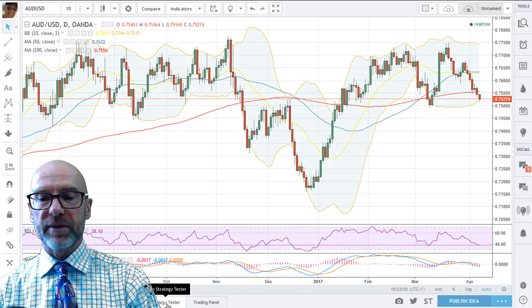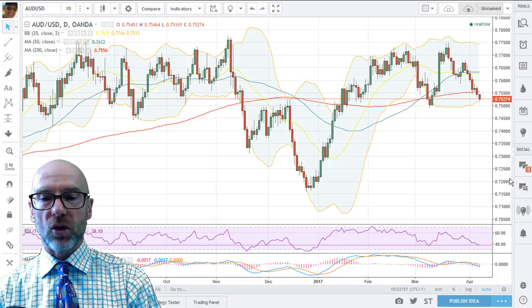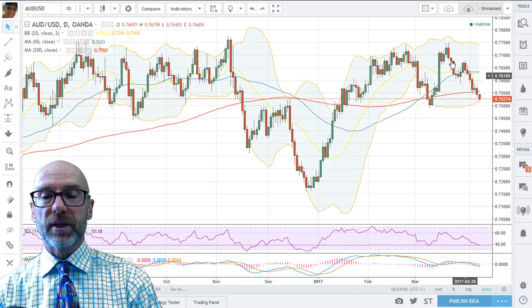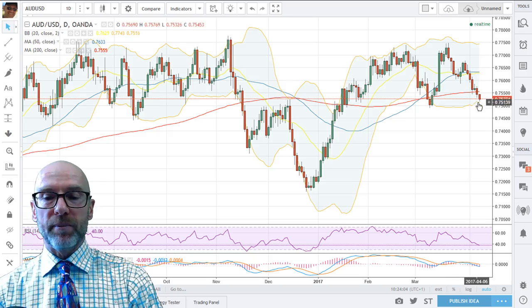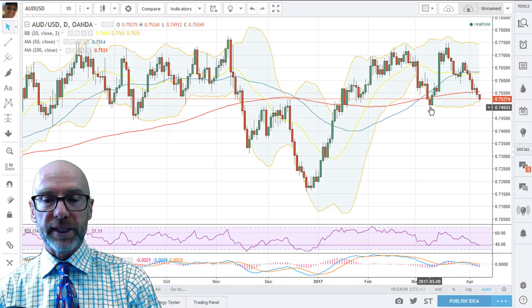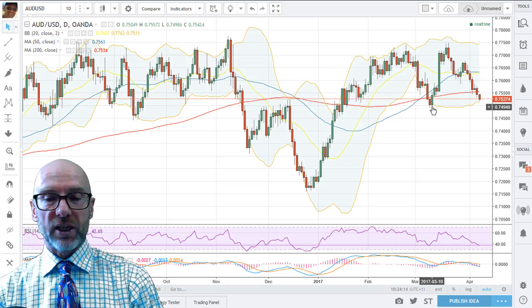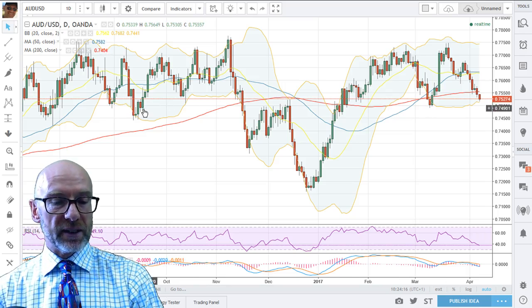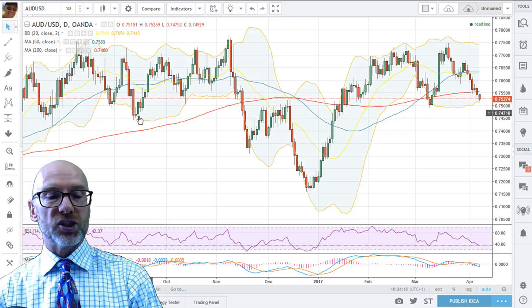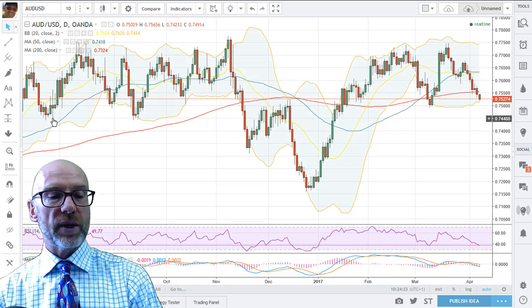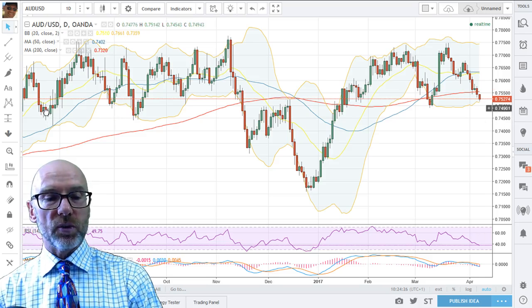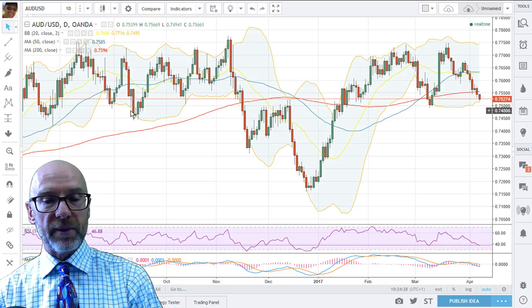So here we have the daily on the Aussie dollar, and what you can see is that the Forex is coming back down to this critical support level. This support around the 74.93 level. Why is it critical? Well, if you go back to September last year, you'll see that we had a bounce from there, and also in July last year. So there was a lot of work done here, but the buyers came in.